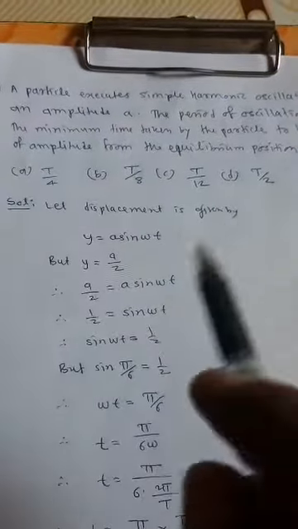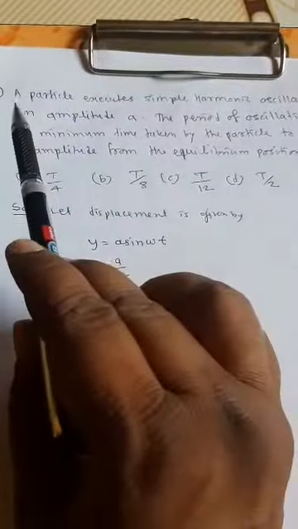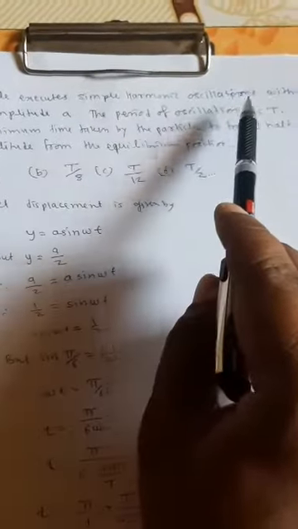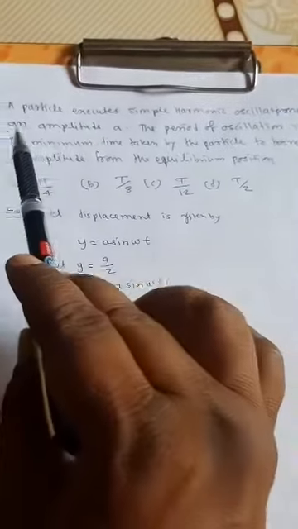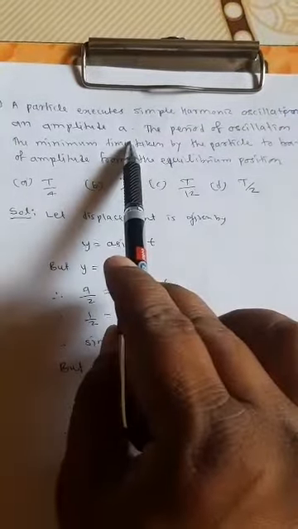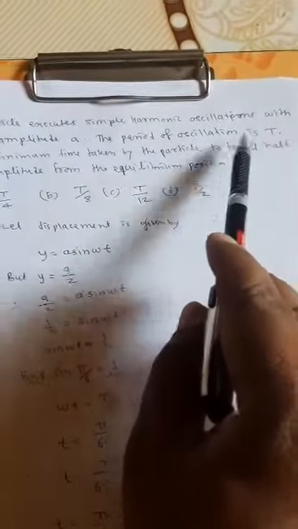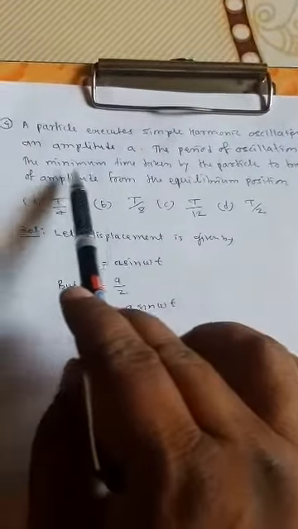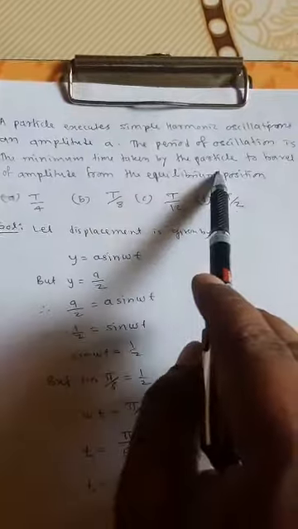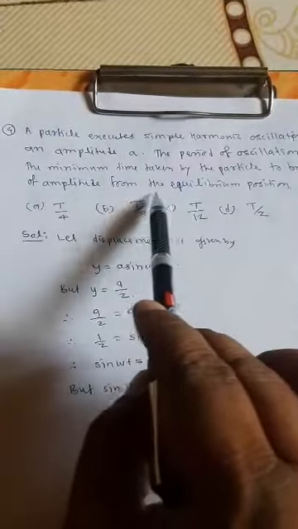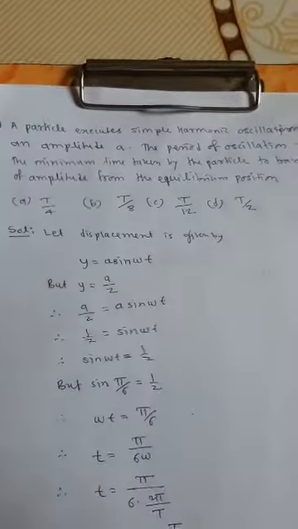See the next problem. A particle executes simple harmonic oscillations with an amplitude A. The period of oscillation is T. The minimum time taken by the particle to travel half of amplitude from the equilibrium position.